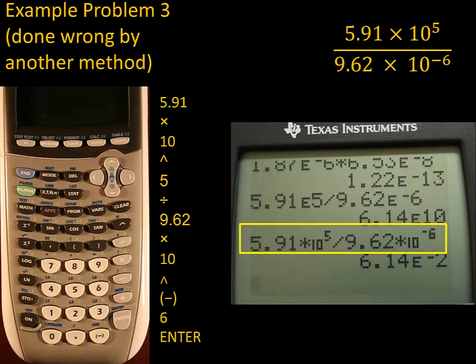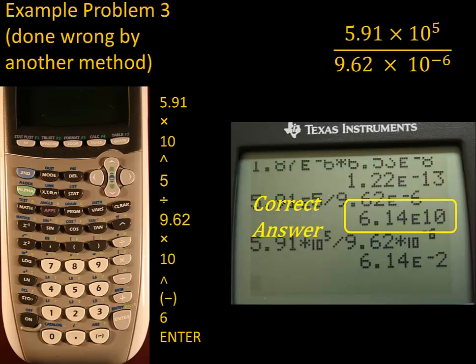There's our expression. Looks like scientific notation. And there's the correct answer, same as it was before. Again, we're off by a factor of 10 to the 12th. What's the problem with these two ways of entering the numbers? Let's look at the two denominators from the different ways of entering them.